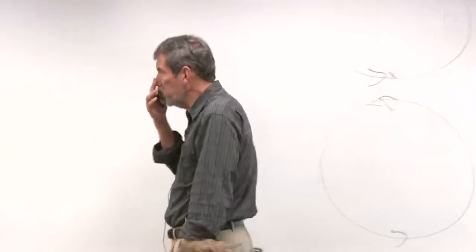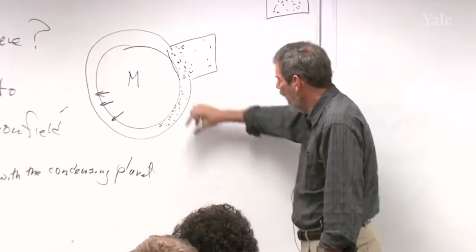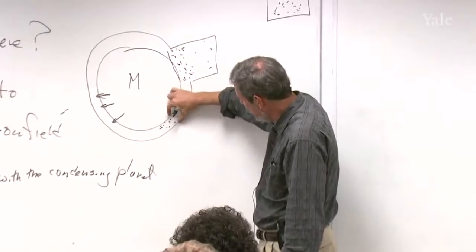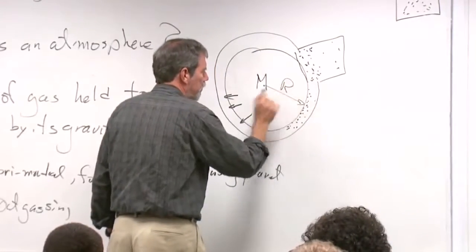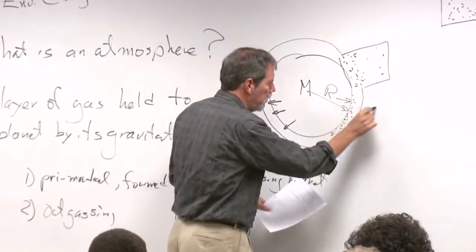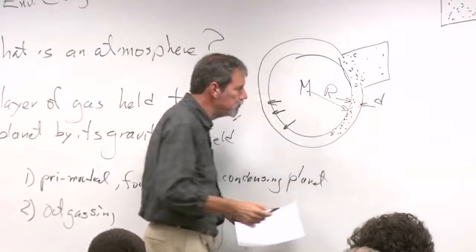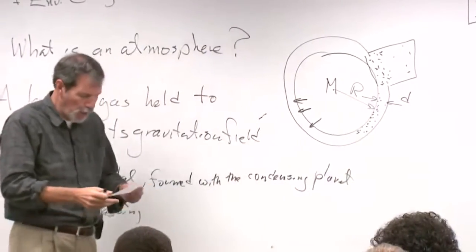Now, I've misled you in another way, too, the way I've drawn that. I've drawn the atmosphere relatively thick, that distance. If I call the radius of the planet capital R, and the thickness of the atmosphere, let me call that little d, I've drawn them with the ratio of about 5 or 6 to 1.